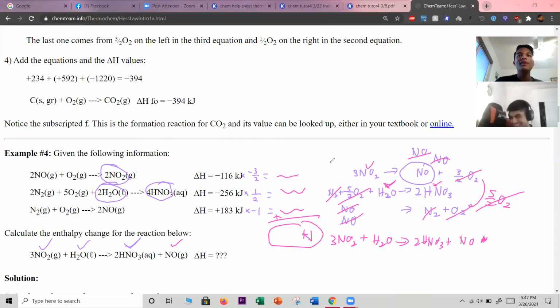Okay, but do you get this process now? Like how you choose this 2NO? Because that's probably the hardest part. Like realizing that this has to be 2NO over here on the left side. Mm-hmm. Okay.